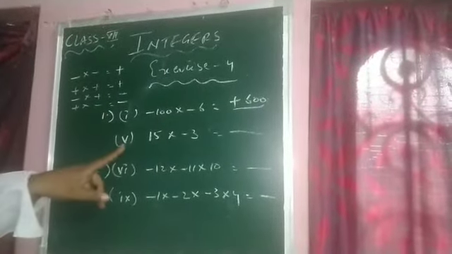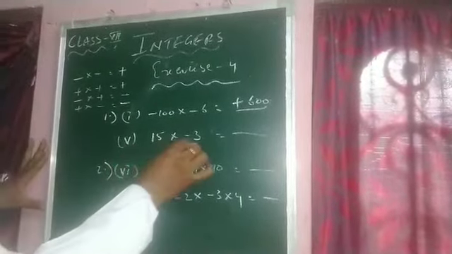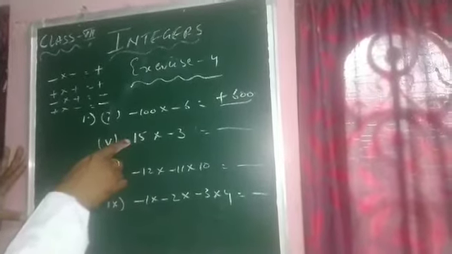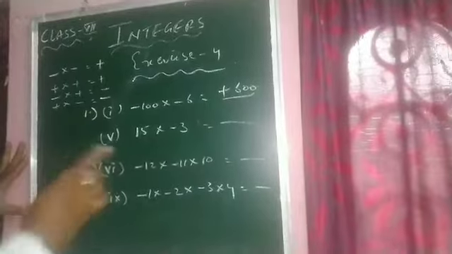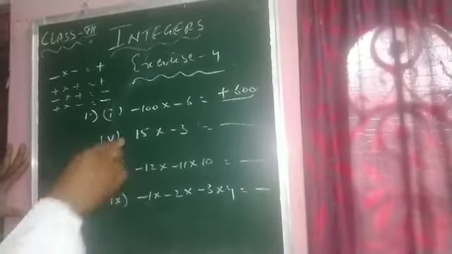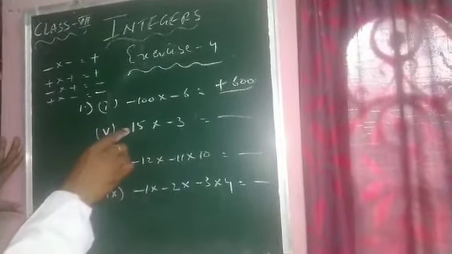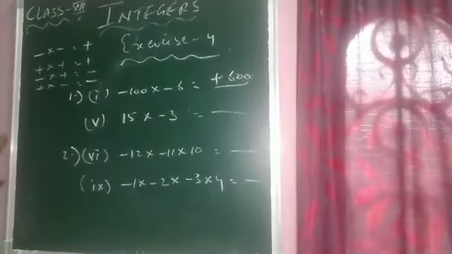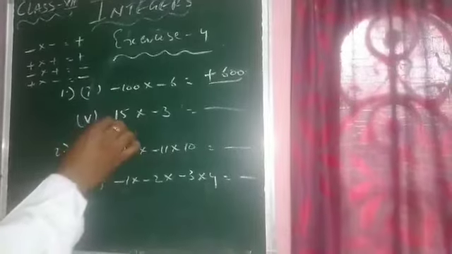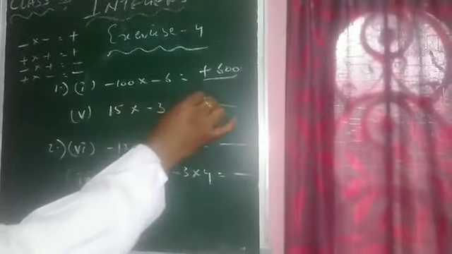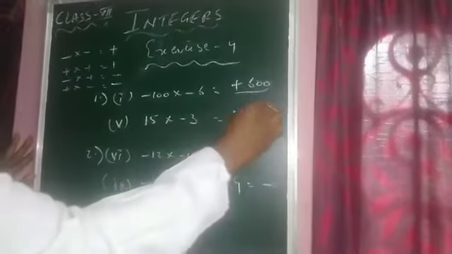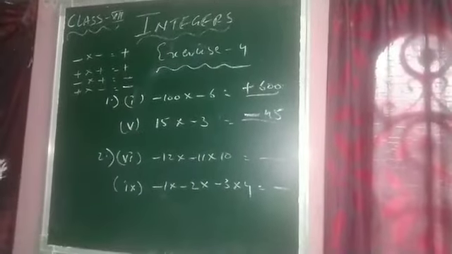In this first question, Roman number 5, 15 into minus 3. Any number with no sign before it is called positive. Therefore, plus into minus, minus. 15 3s are 45. Similarly, you will do the remaining sums.